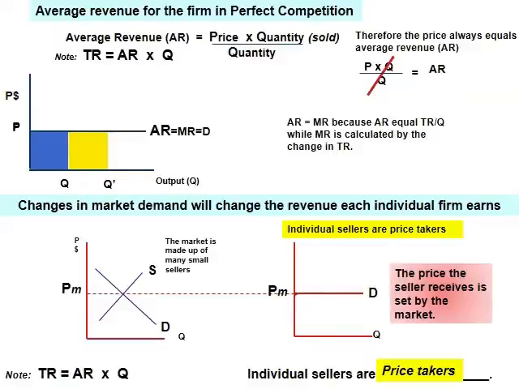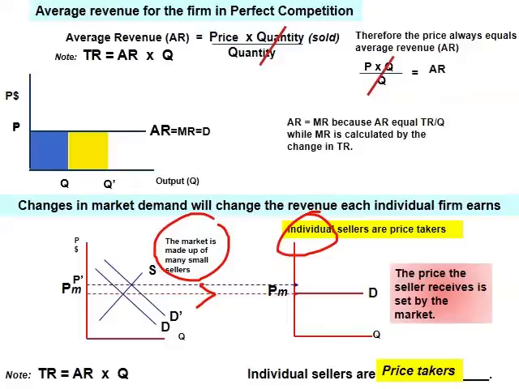Now remember the bottom diagram, we've got two graphs, and we've got the market and we've got the individual seller in the market. Remember, he is one of many sellers in the market. He's a price taker, so the market sets the price. He takes the price. Now, if demand increases in the market, then of course he will be very pleased, the individual seller, because he'll get a higher price and therefore will earn more revenue.